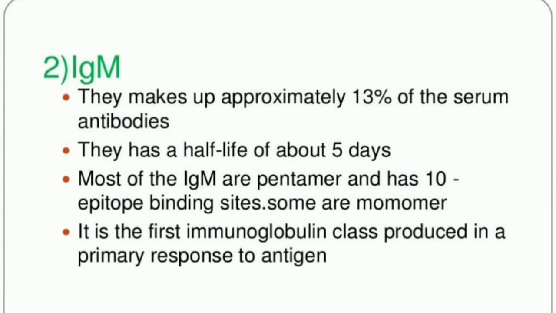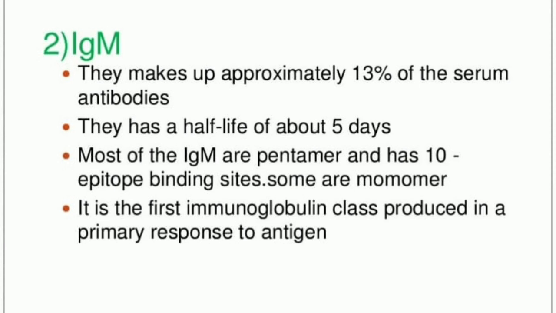Now we will learn about the antibody type IgM. IgM is the first class of antibody made by developing B cells. It accounts for 30% of the total serum antibodies. They have a half-life of about 5 days. Most of the IgM are pentamer and have 10 epitope binding sites. Some are monomer. It is the first immunoglobulin class produced in a primary response to antigen.